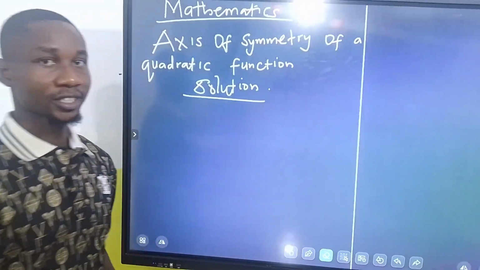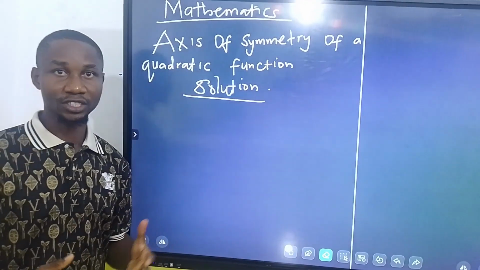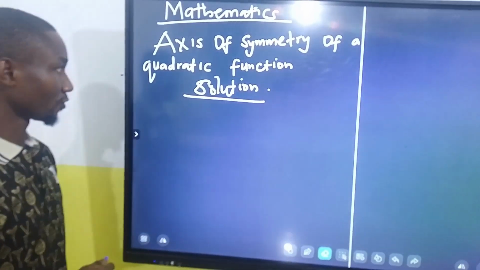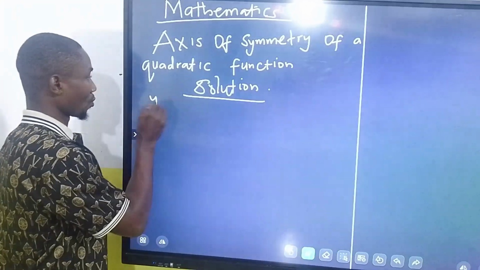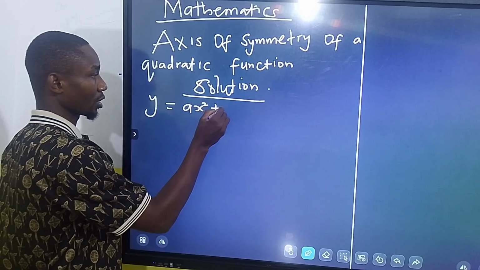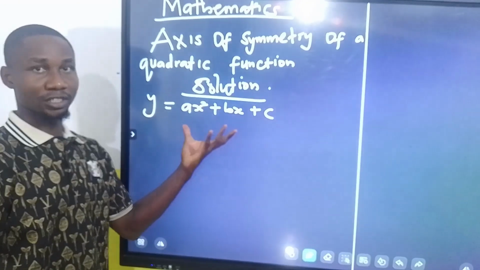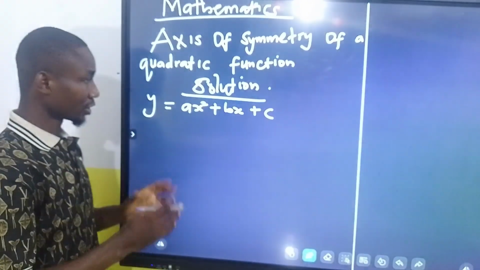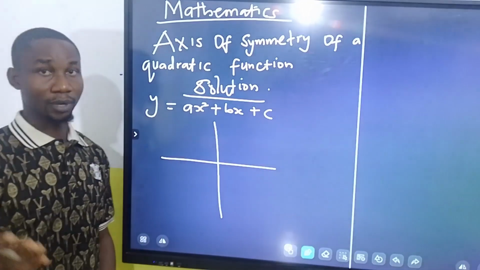Good day everyone. In today's lesson, we'll be looking at how to get the axis of symmetry of a quadratic function. This is the quadratic function y equal to ax squared plus bx plus c. This is our general equation, and you already know that every quadratic function is a parabola.